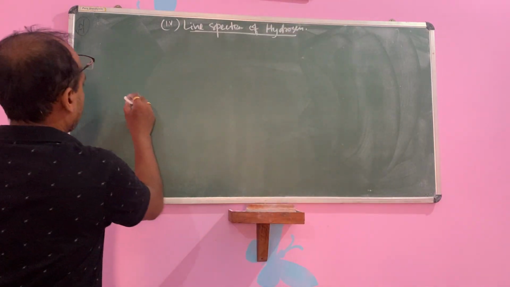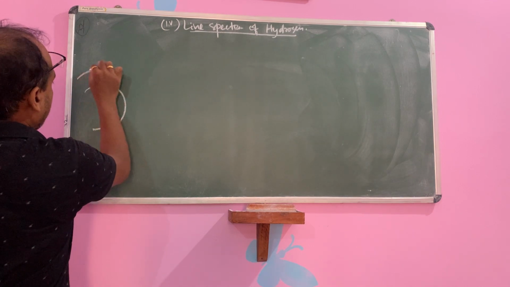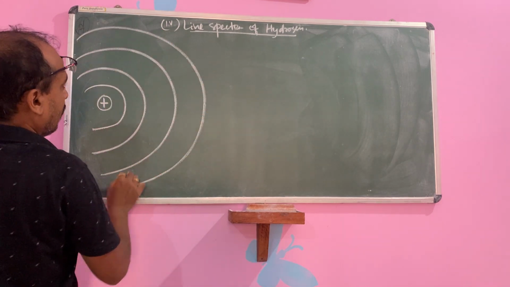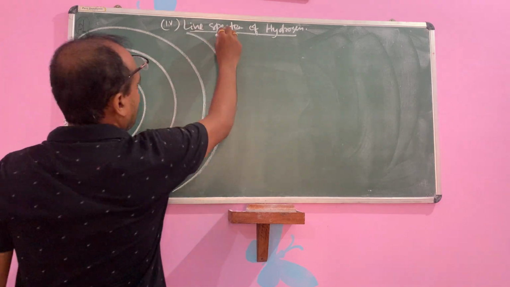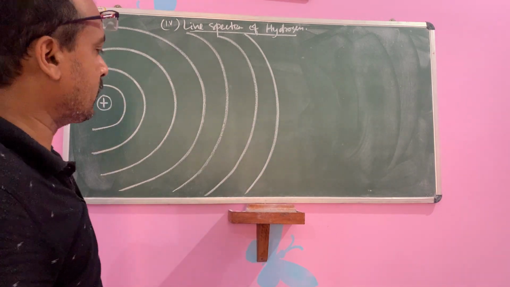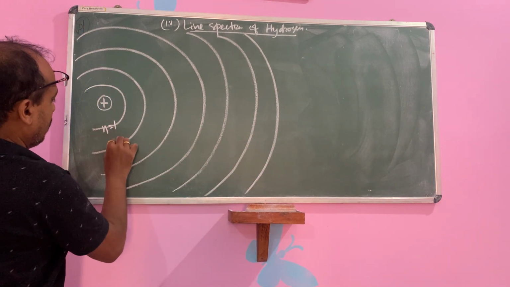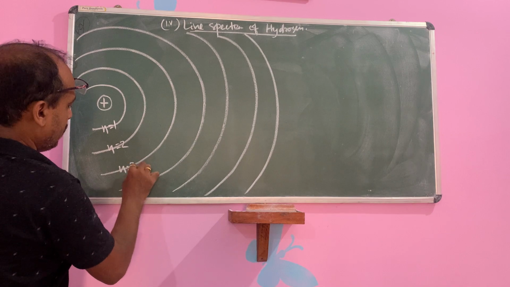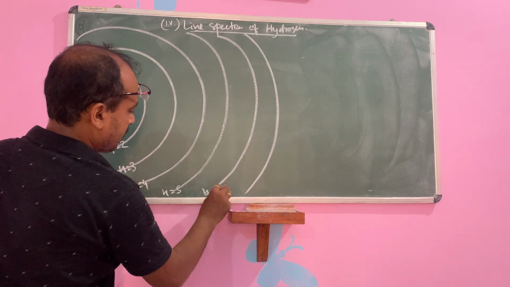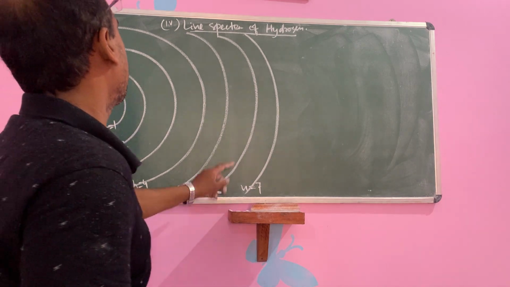Suppose this is your nucleus, and these are your K cell, L cell, M cell, N cell. These are all imaginary, having fixed, definite energy by which an electron can occupy each orbit. That is your n is equal to 1, n is equal to 2, n is equal to 3, n is equal to 4, 5, 6, 7, like this.